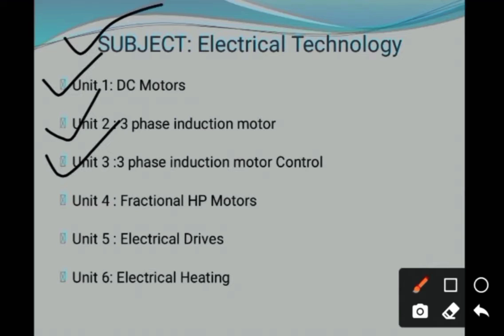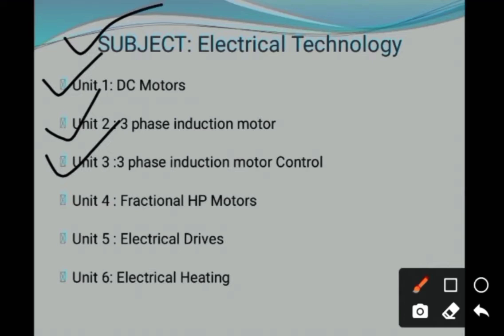In this unit, we are going to see why we require the starters for three-phase induction motor, different types of starters like DOL starter, star delta starter, auto transformer starter, and there is one concept, that is a VFD, voltage frequency control, and reversal direction of induction motor, means how we reverse the direction of induction motor. That all part we will cover in unit number 3.